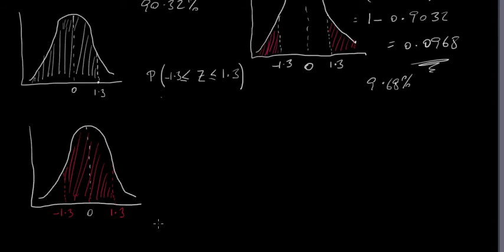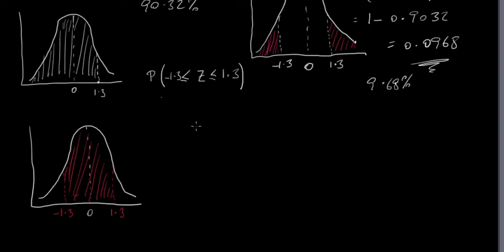Okay, so we've got to calculate the probability of the data being in this area here, less than 1.3 standard deviations above the mean and greater than minus 1.3 standard deviations below the mean. Okay, so how do we do this? Let's have a look at that then.